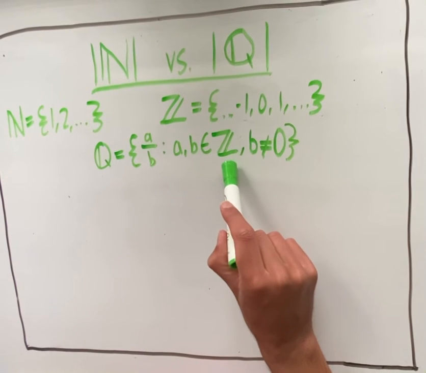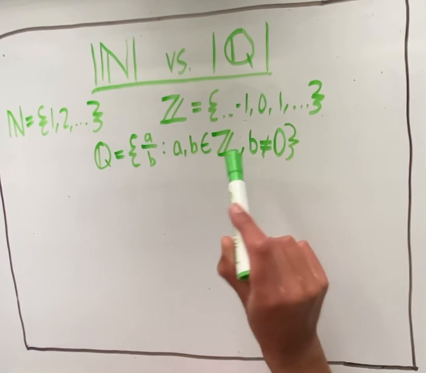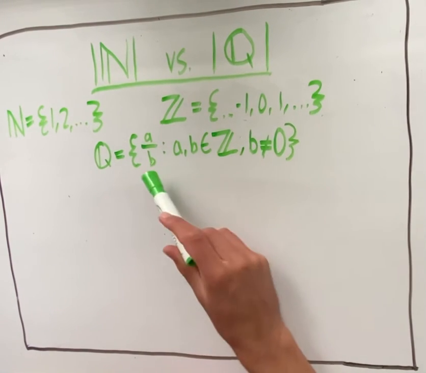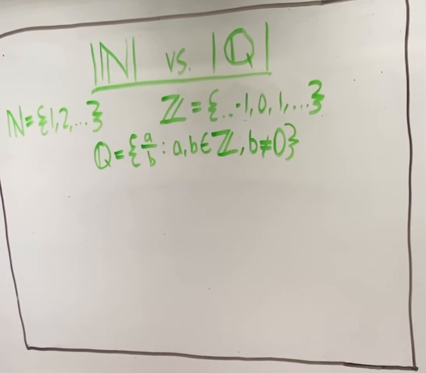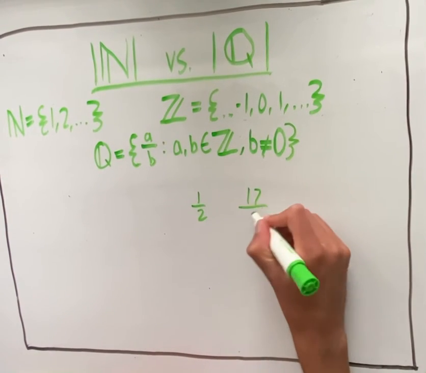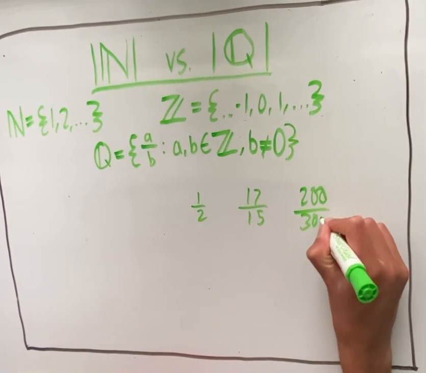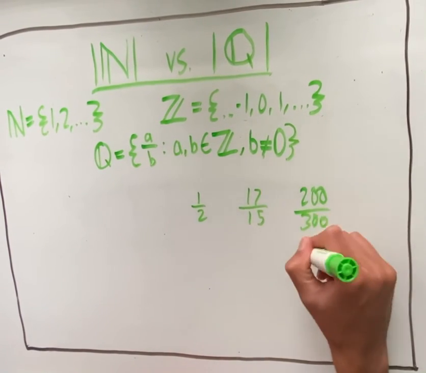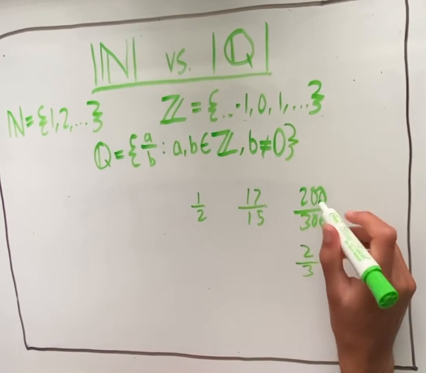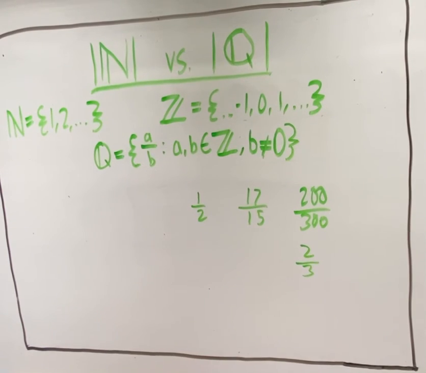and b are both integers. This symbol means in, or an element of, so a and b are in the integers, or a and b are elements of the integers, and b does not equal 0. Dividing by 0 causes lots of problems. So that's what the rationals are. 1 over 2, 17 over 15, 200 over 300. In this case, it can be simplified further to 2 over 3. So these are the same rational number, even though they're written differently.